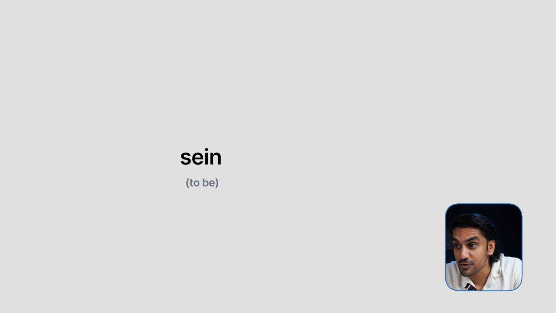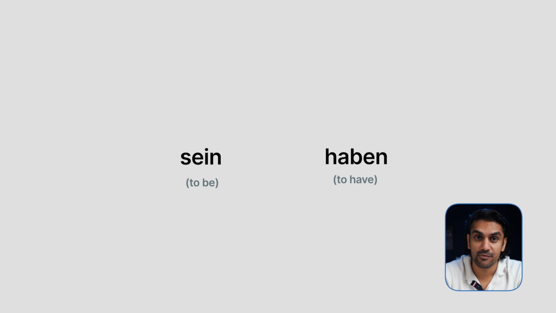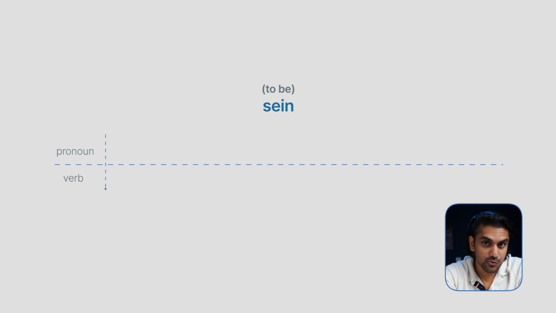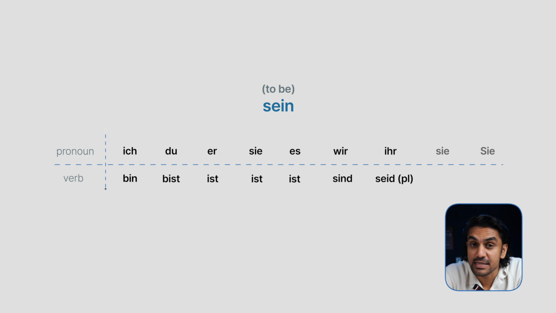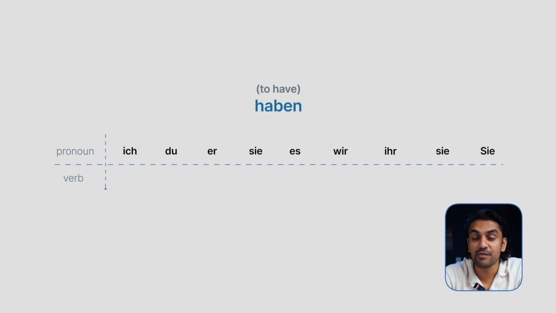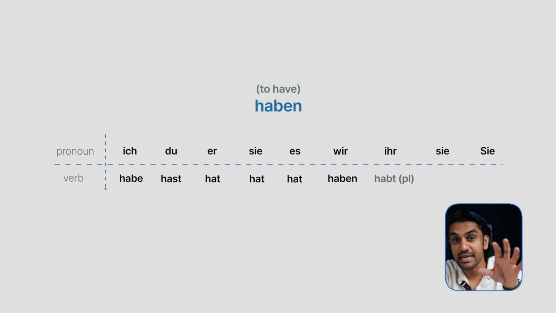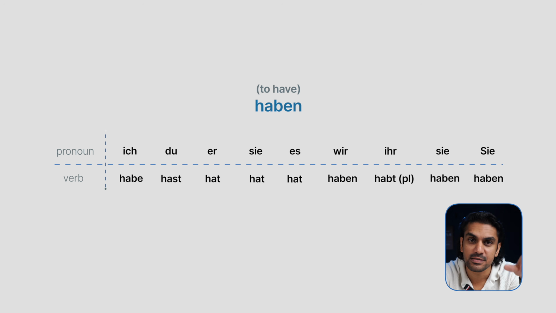And finally, there are some verbs that don't follow this rule at all. And two of the most important such verbs that you will use all the time are sein or to be and haben, to have. Here is how they go. Sein or to be. Ich bin, du bist, er, sie, es ist, wir sind, ihr seid, sie or formal Sie sind. And when it comes to haben or to have, ich habe, du hast, er, sie, es hat, wir haben, ihr habt, and sie or formal Sie haben.